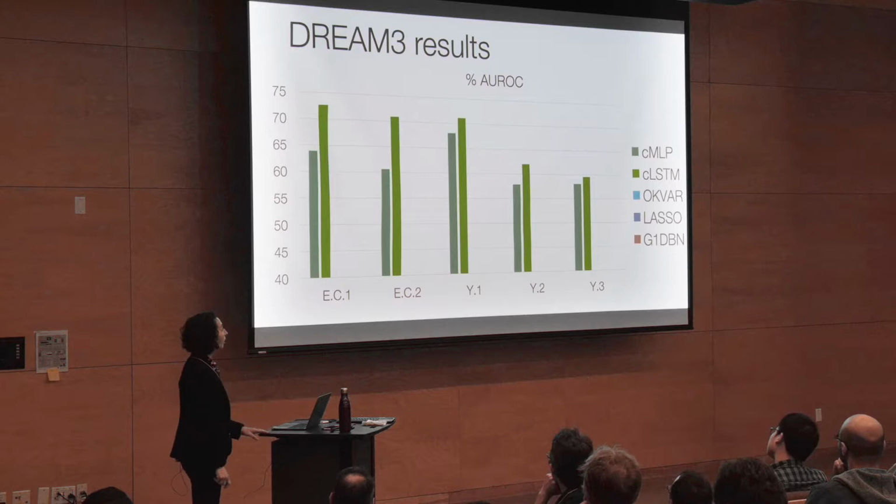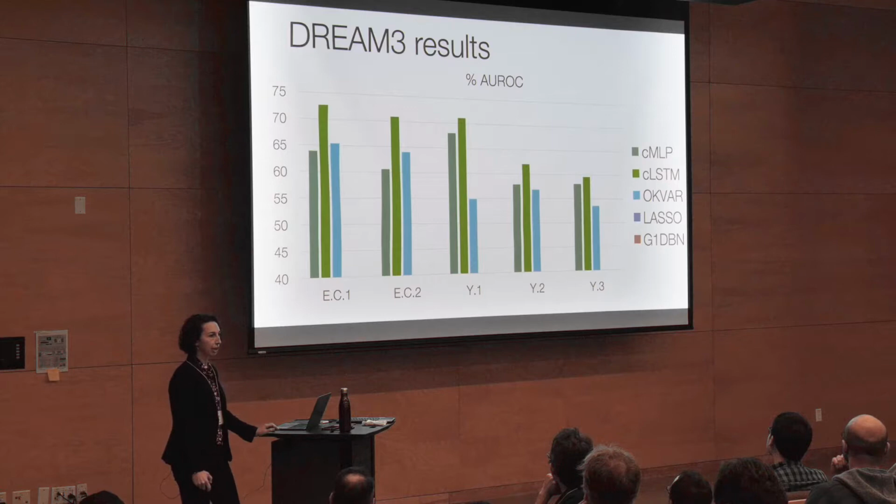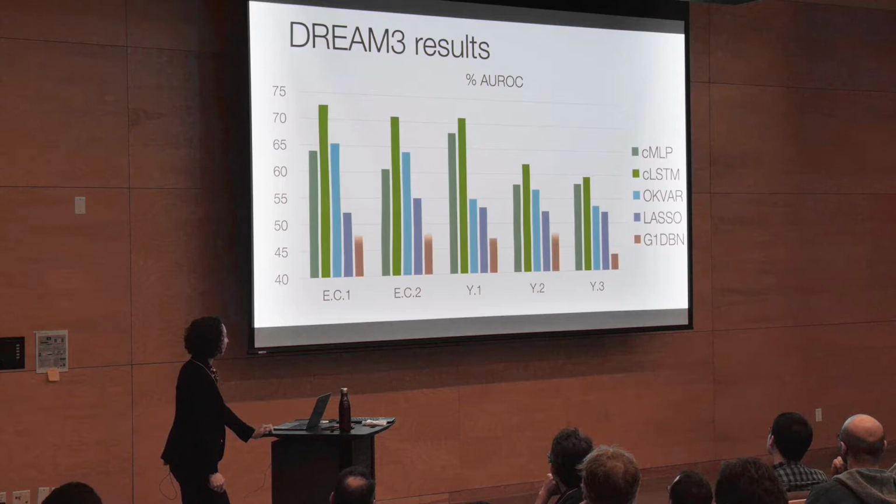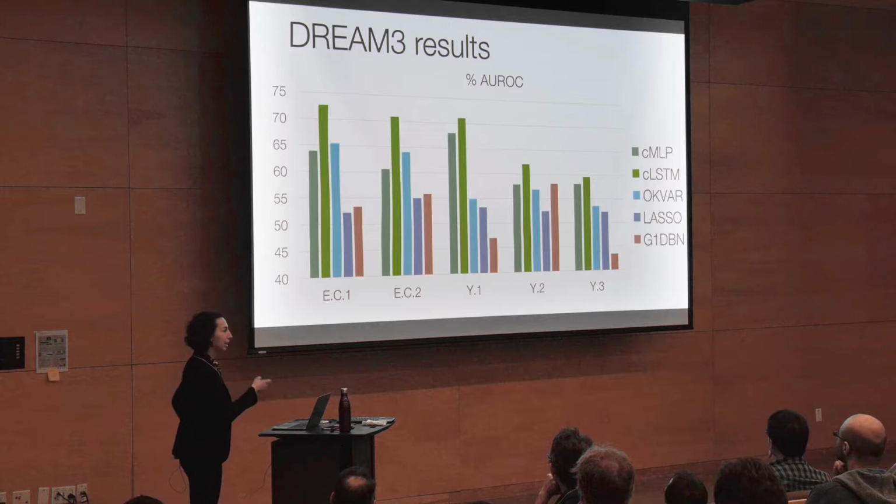And then here's the performance of a 2015 gold standard nonlinear Granger causality method. And here's a linear approach, and here's a dynamic Bayesian network. But what we see is that there are definitely gains from using these neural network approaches. So this was really interesting to me.